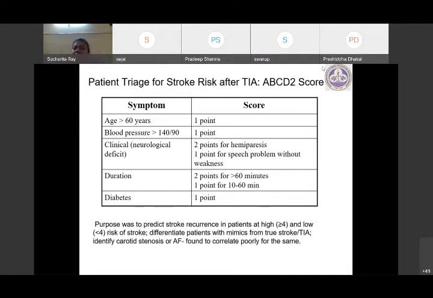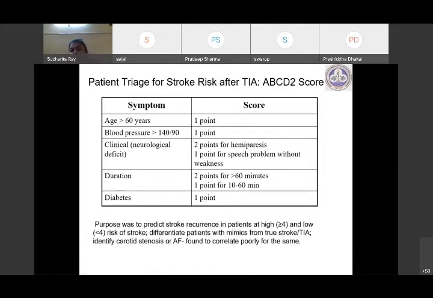Let's talk about the young boy. So we have the ABCD2 score for that. Age more than 60, maybe the 20-year-old does not qualify there. Non-hypertensive, 0. Neurological deficit, there is no hemiparesis, there is no speech problem. Okay. Duration was only 10 minutes, so 0. Non-diabetic. So the score of the young boy is 0 in this case.